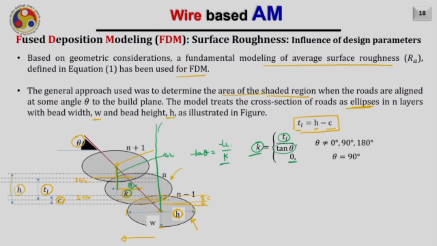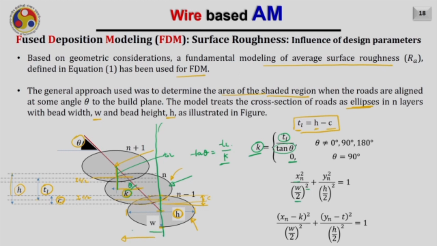Now, I can easily find out if I know the equation of this nth ellipse, and this equation is given as xn square divided by w by 2 square, where w by 2 is this distance from here to here, that is maybe the major axis, and the minor axis is nothing but h by 2. So, xn square divided by w by 2 square plus y square divided by h by 2 square equals 1. So, this is the equation of the ellipse at nth layer.